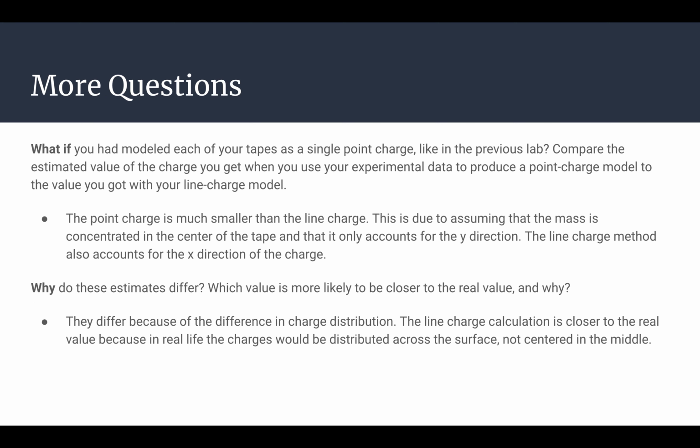And finally, what if we had modeled it as a single point charge and compared those values to this value? The point charge is going to be much smaller than the line charge because the mass is concentrated with the point charge. However, it only accounts for the y direction. In the line charge method, we have all the individual point charges spread in the x direction, so we take into account the amount of mass spread in that direction and the charges spread in the x direction as well. These differ because of the differences in the charge distribution, and the line charge is going to be a lot closer to the real life value because in real life the charge is spread across and not concentrated in one spot.